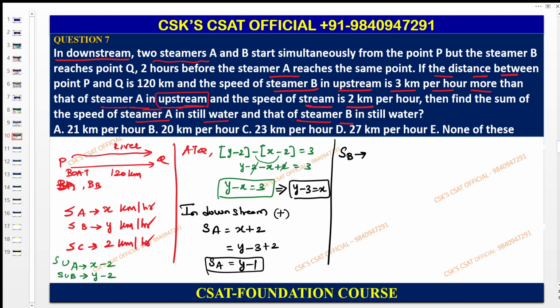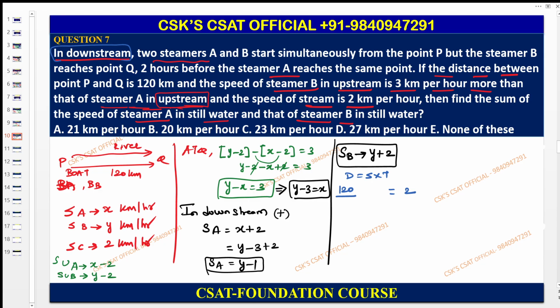Similarly, you can find out the speed of B in a downstream. Getting this logic first of all. In a downstream, what will happen? Actually, we need to sum up that 2. Okay. That is what we are doing here. Then we can easily find out the speed of the steamer B in a downstream. We can add up, that's it. Then it becomes y plus 2.